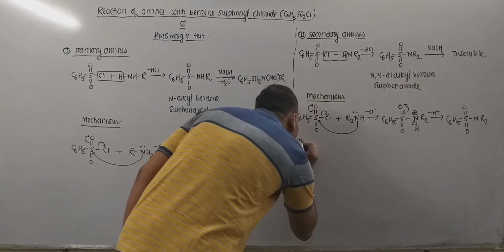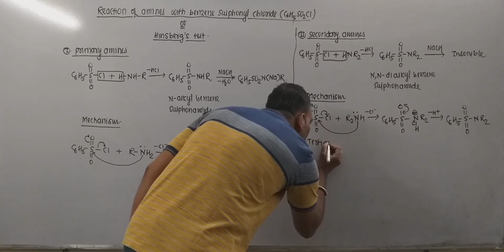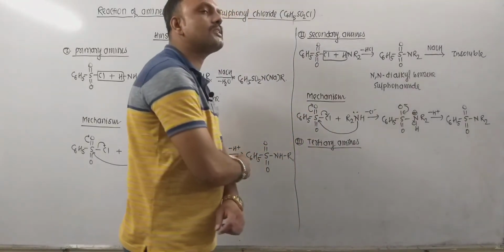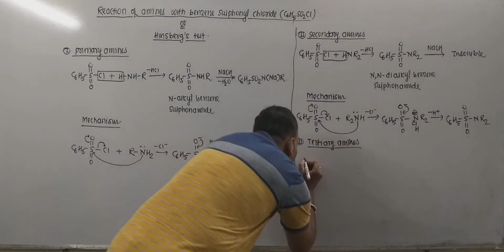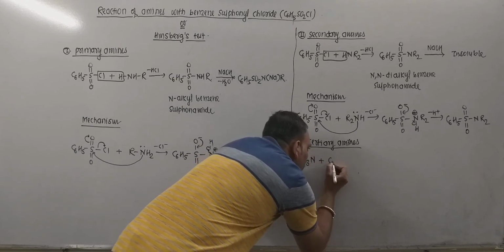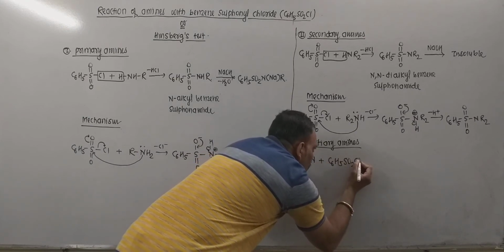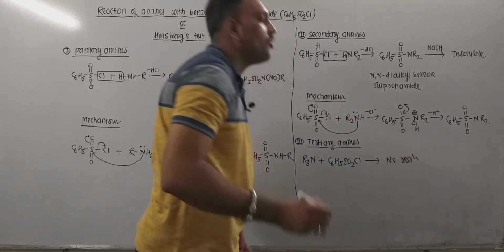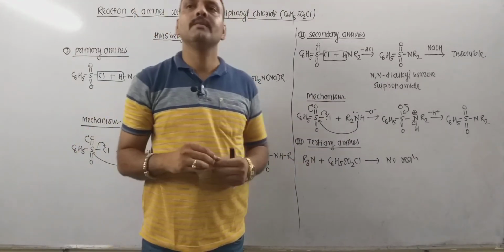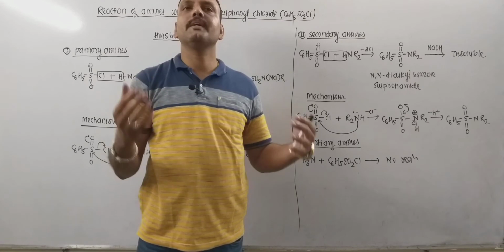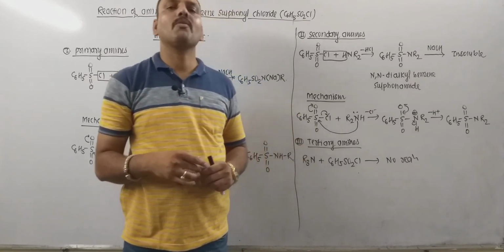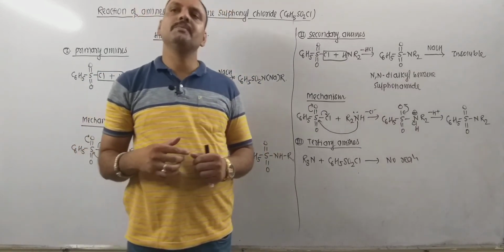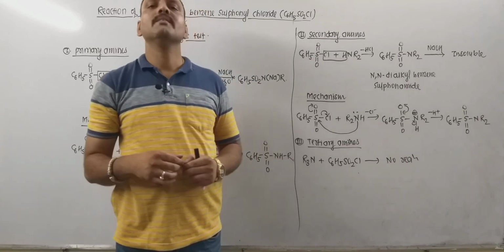Now as far as tertiary amines are concerned, take a look at how tertiary amines respond to Hinsberg's reagent. Remember, tertiary amines in fact do not react at all. So R3N is a tertiary amine. When treated with benzene sulfonyl chloride or Hinsberg's reagent, there is no reaction between those two. So tertiary amines will not react at all. So the three amines react differently with benzene sulfonyl chloride, that is Hinsberg's reagent. Thus using this one can distinguish between primary, secondary and tertiary amines. Thank you very much.